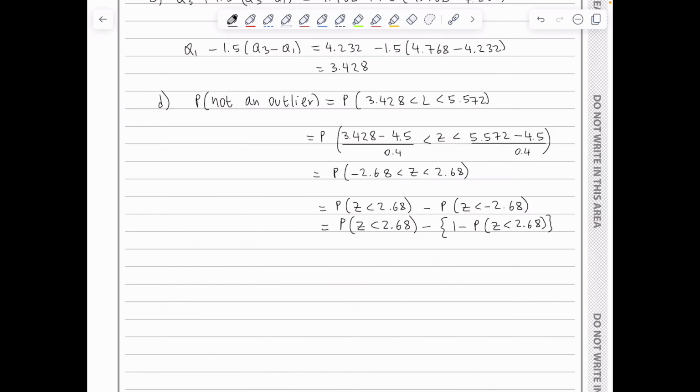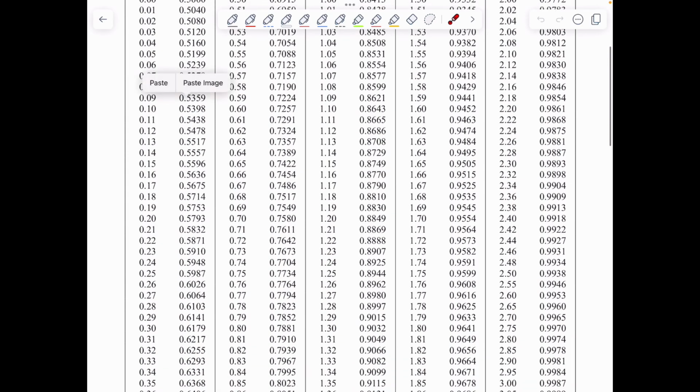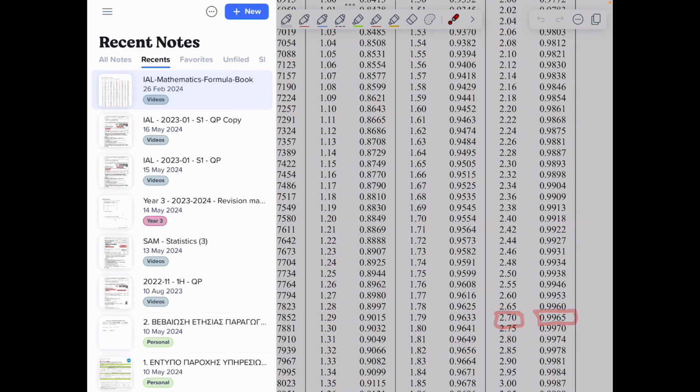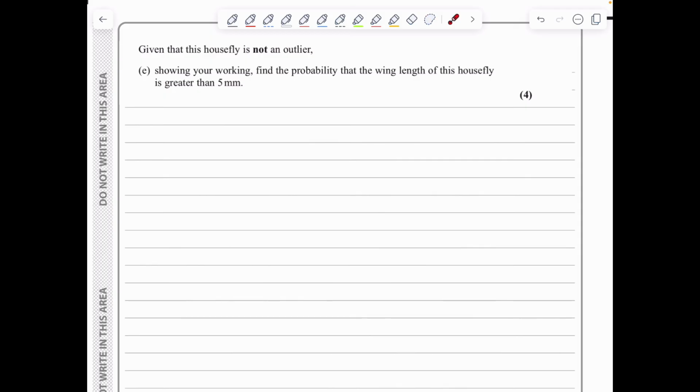If we go to the normal tables once more, 2.68 is between 2.65 and 2.70. Well, it's closer to 2.70, so I'm going to pick the 0.9965. So going back to my calculations, this is going to be 0.9965 minus (1 minus 0.9965), which gives an answer of 0.993 as required.